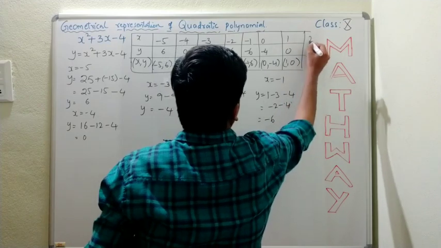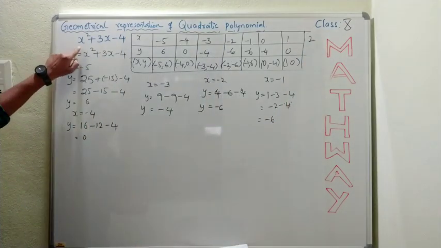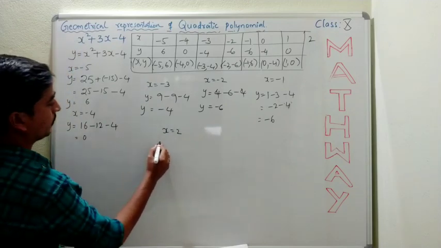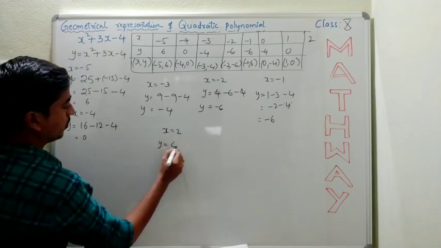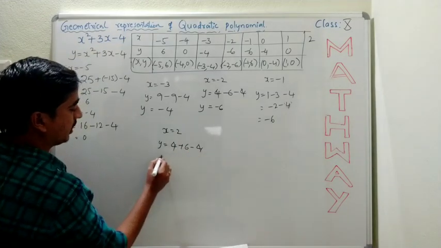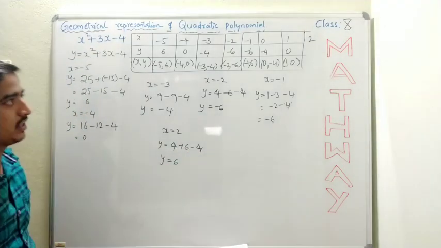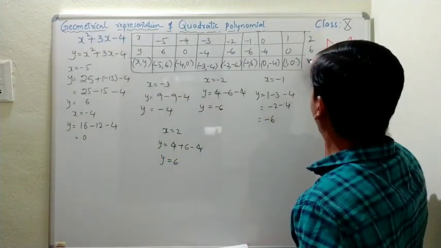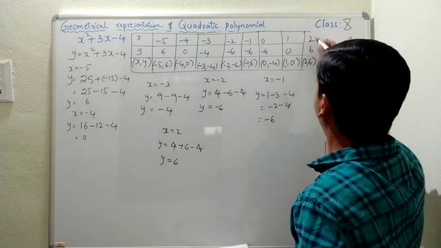And finally put x equals 2. Then if you put x equals 2, we get 2 square. 2 square is 4 and 3 2 is 6, minus 4. 4 minus 4 gets cancelled. y equals 6. So when x equals 2, the y coordinate is 6. The point is 2 comma 6.